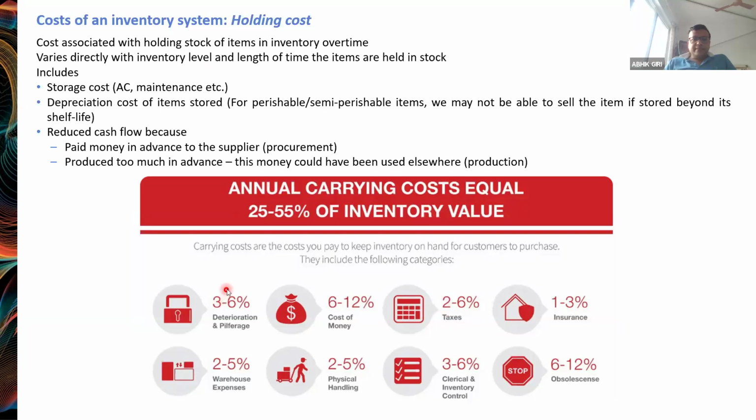This is a general statistic which shows how significantly high the inventory holding cost could be. It is estimated that the inventory holding cost could go up to 25 to 55% of the inventory value, and this could be broken down into these categories: deterioration, cost of money, warehouse expense, and obsolescence, as there's a risk of the product becoming obsolete.